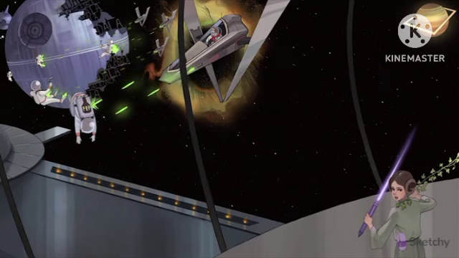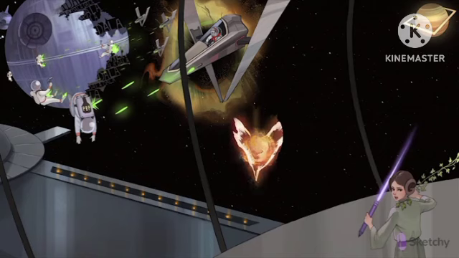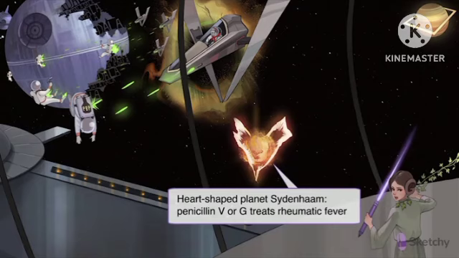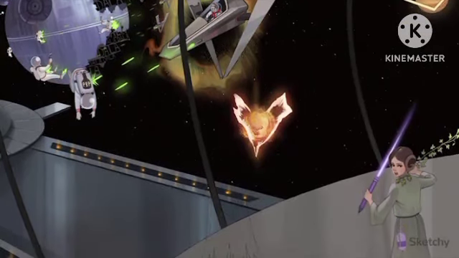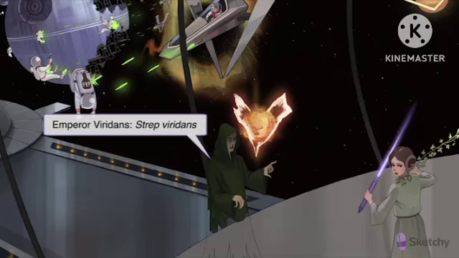But we all know that a sore throat can lead to a broken heart, and if we look out the window behind her, we can see that her home planet, Sinningham, has already been destroyed by the Death Coccus. Notice the heart shape combined with fire, to remind you that penicillin V or G are treatments for rheumatic fever. As we look on in horror, take a look at the Emperor of Palpitations himself, Emperor Viridans. Come to the dark green side.